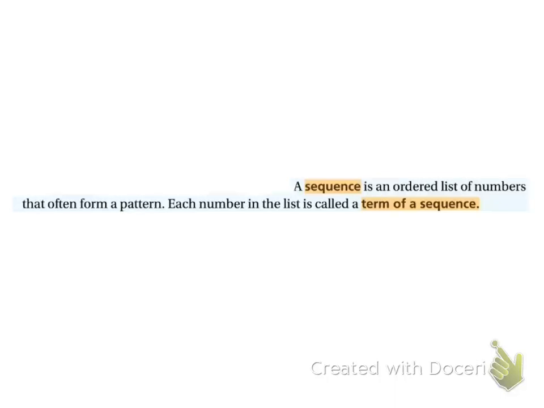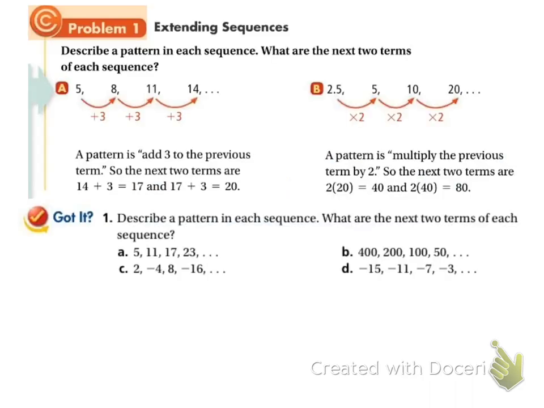This is 4.7a of algebra. A sequence is an ordered list of numbers that often form a pattern, and each number in that sequence is called a term. We can look at these lists of numbers and figure out what the pattern is. Either we're going to be adding a number each time, or subtracting a number each time, or multiplying by a number each time. So let's look at A.